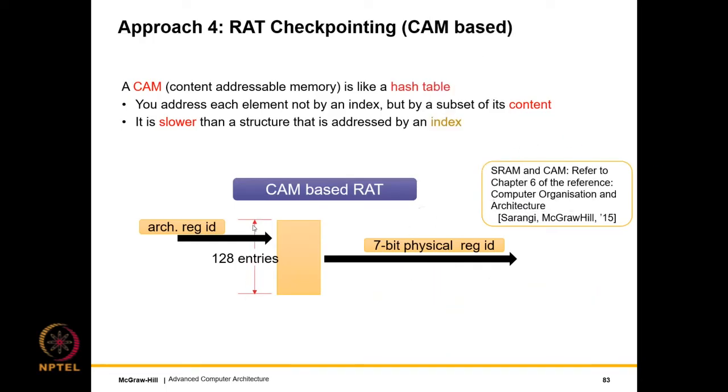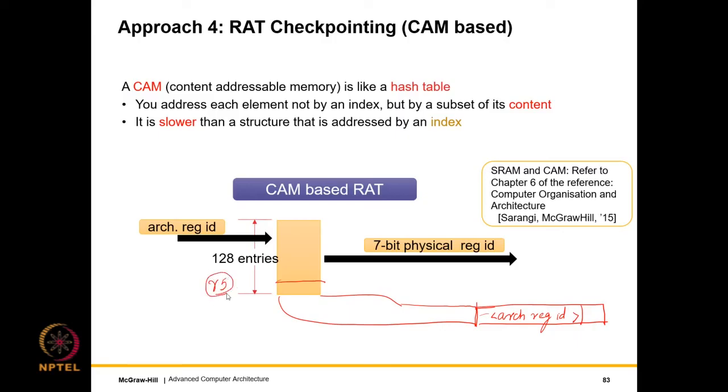What we can do is we can have 128 entries. Each of these entries will contain two things. So if I were to see one entry, I'm just blowing this up. Each entry will contain two things. It will contain the architectural register ID that the given physical register is mapping to. Why 128? Because we have 128 physical registers, and let's say I want to find out which physical register R5 is currently mapped to.